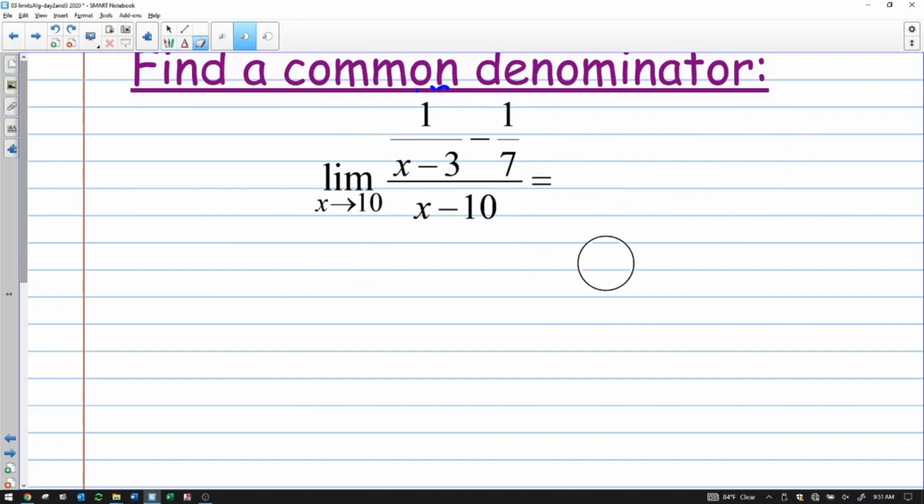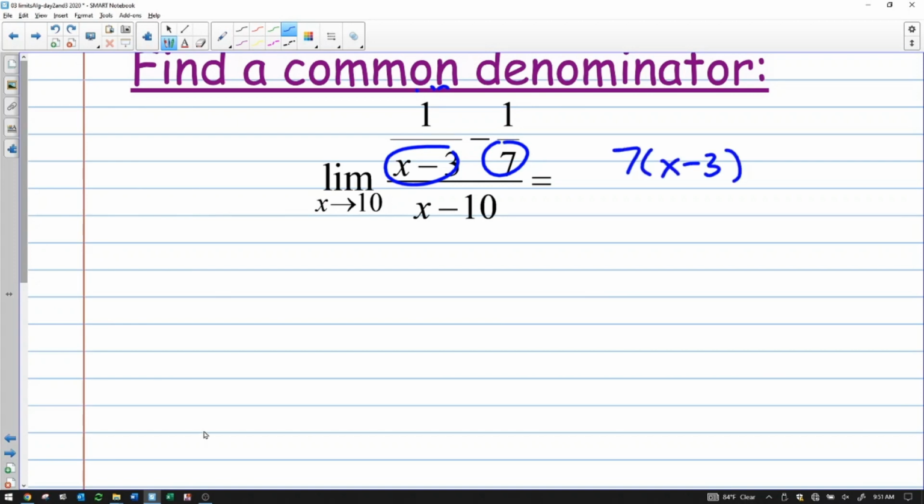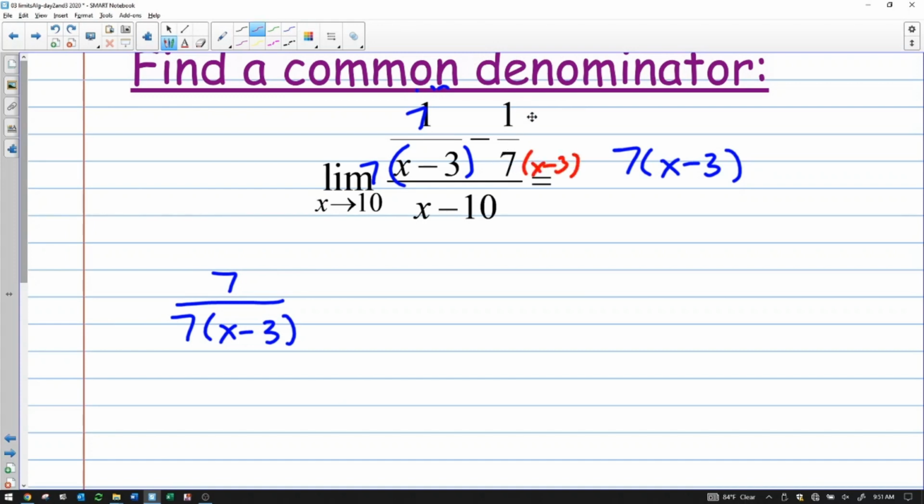So to get this into one fraction, I need a common denominator here. So this common denominator is going to be 7 times x minus 3. Okay? So if I want a common denominator of 7 times x minus 3, this already has an x minus 3. So I need to multiply by 7 on the top and the bottom. So the first term here becomes 7 over 7 times x minus 3. On the right side, I need 7 times x minus 3. Well, this already has a 7. It just needs x minus 3. So I multiply by x minus 3 on this side. So I get minus x minus 3 over, well, I won't put that in parentheses just yet, x minus 3 over 7 times x minus 3.